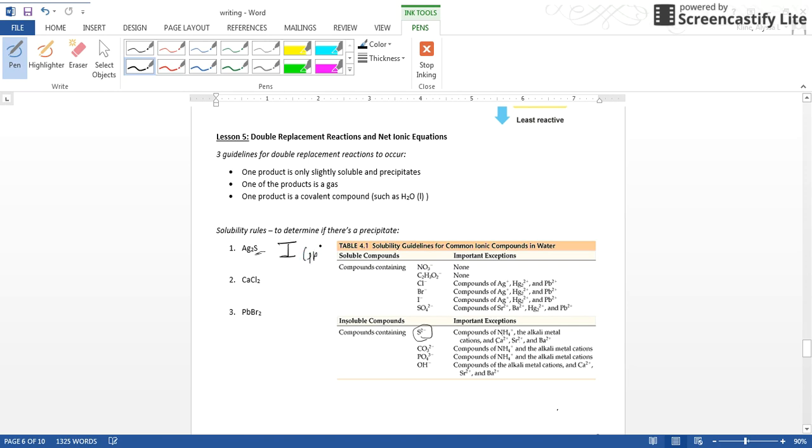So if that helps you to think about that, I'm going to write down precipitate, so PPT. Calcium chloride, so I'm going to look for chlorine right here.